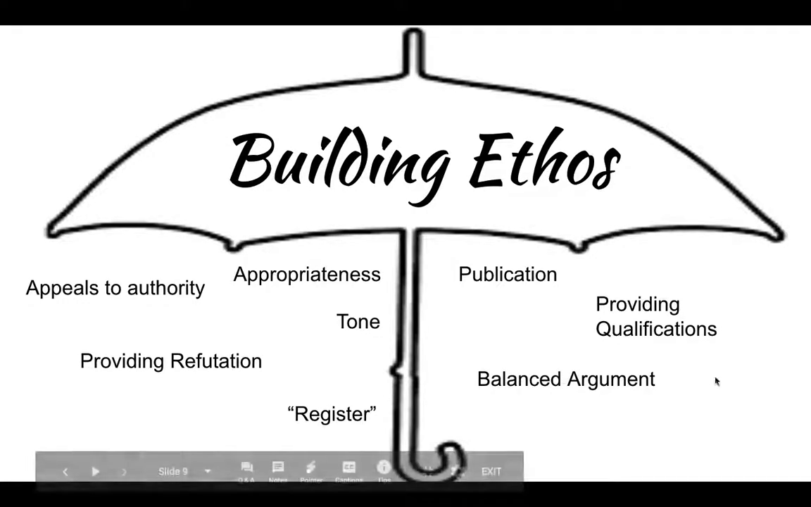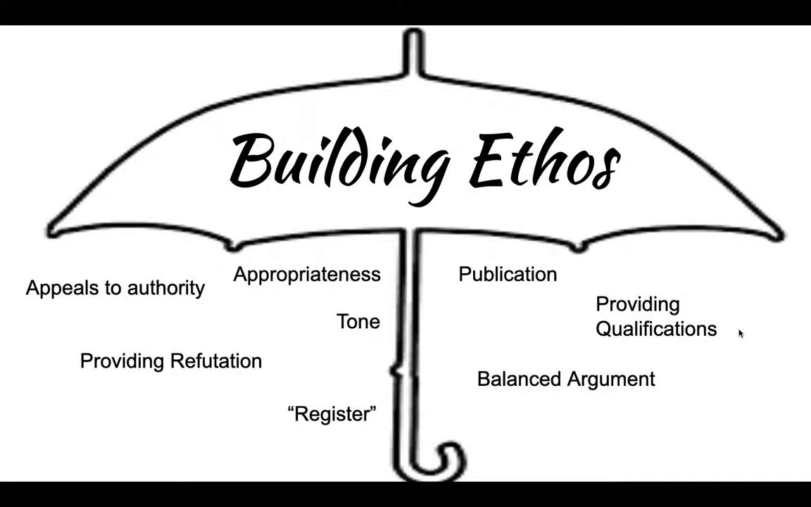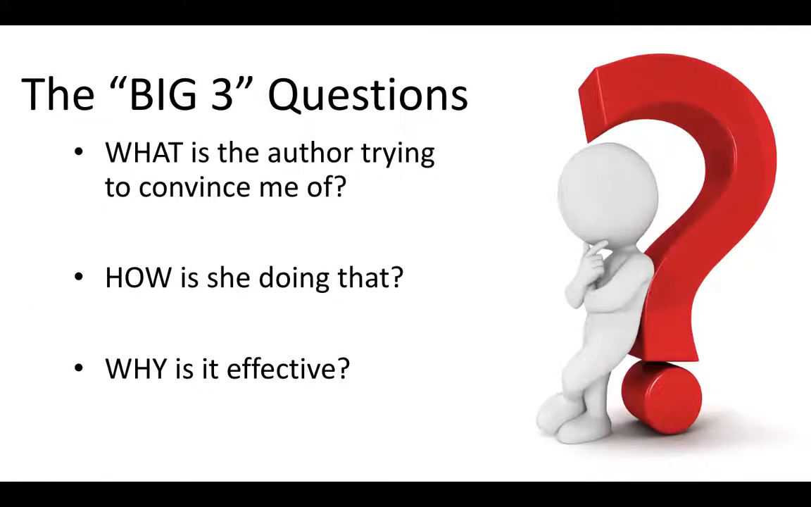Providing your qualifications. So if you say, I'm a junior at East Campus High School, but I'm also the president of the student council and an advisor to the district advisory committee, that is saying I'm not just a standard everyday student. You should believe what I have to say more than other people. All right, so that's building ethos.